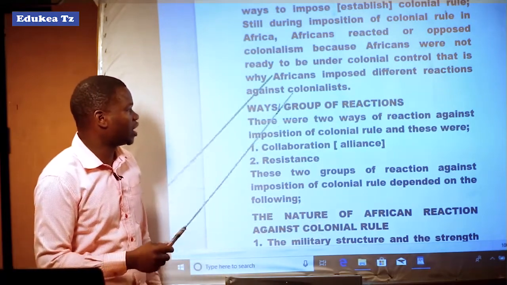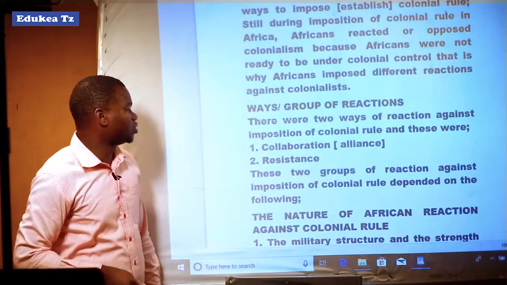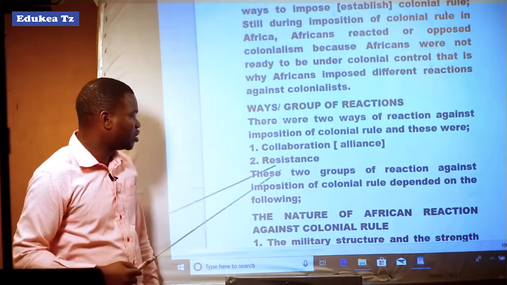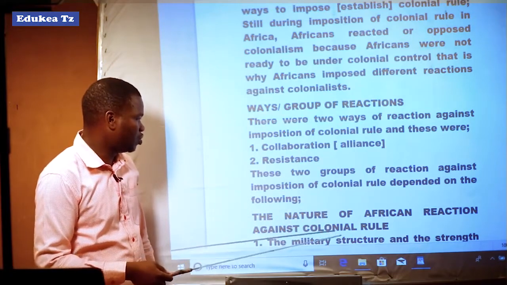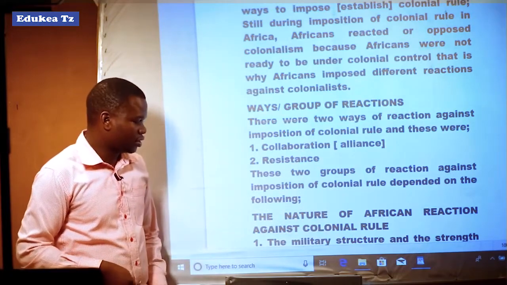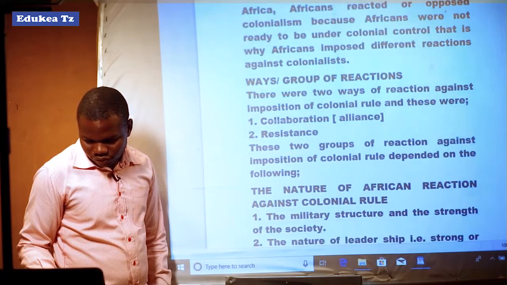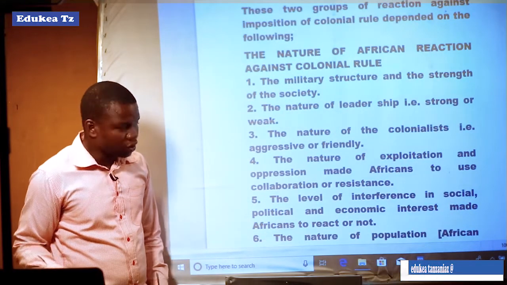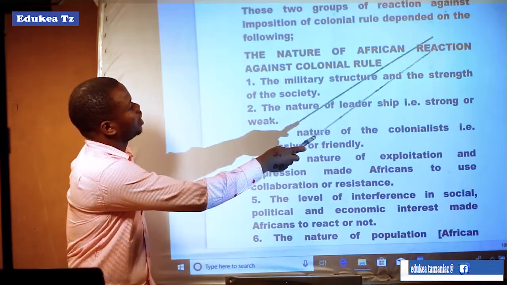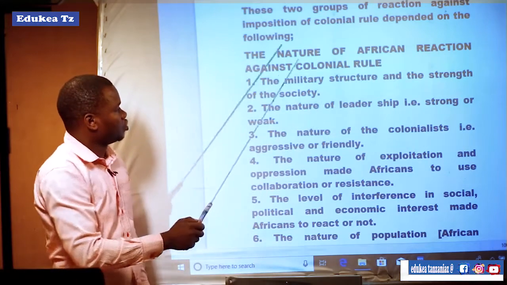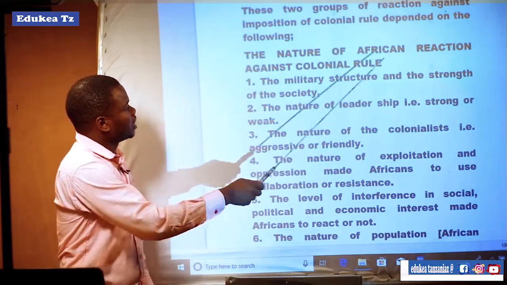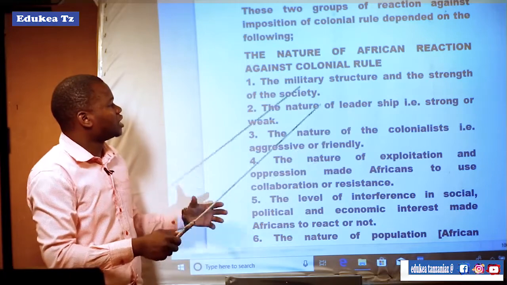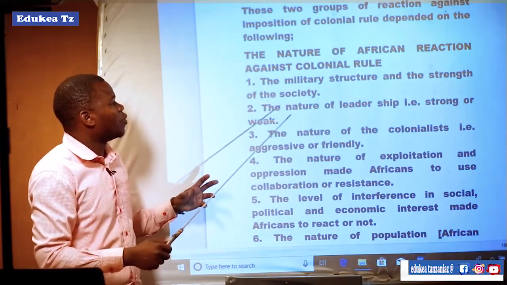There were two ways of reacting against the imposition of colonial rule: one was collaboration or alliance, and the other was resistance. These two groups of reactions depended on the following. Firstly, the nature of the African society, for example its military structure and strength, that is, how much the society was structured militarily and how strong it was.